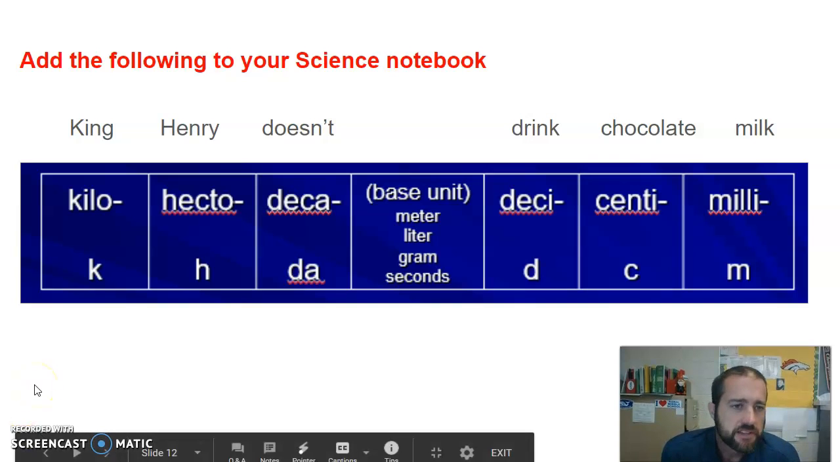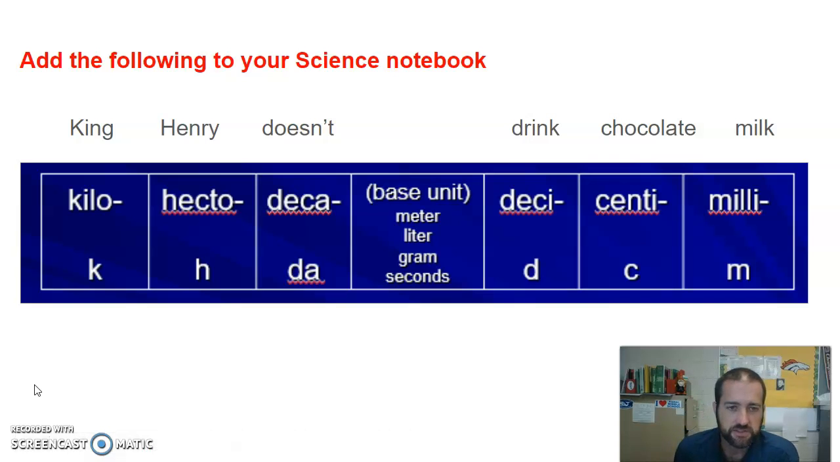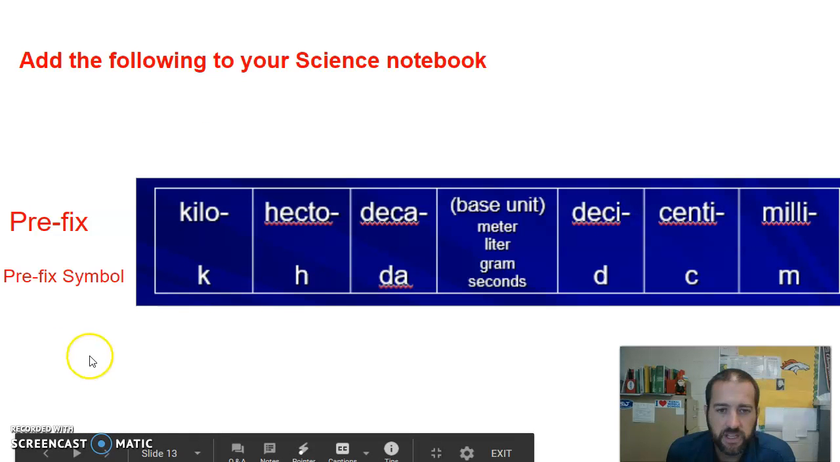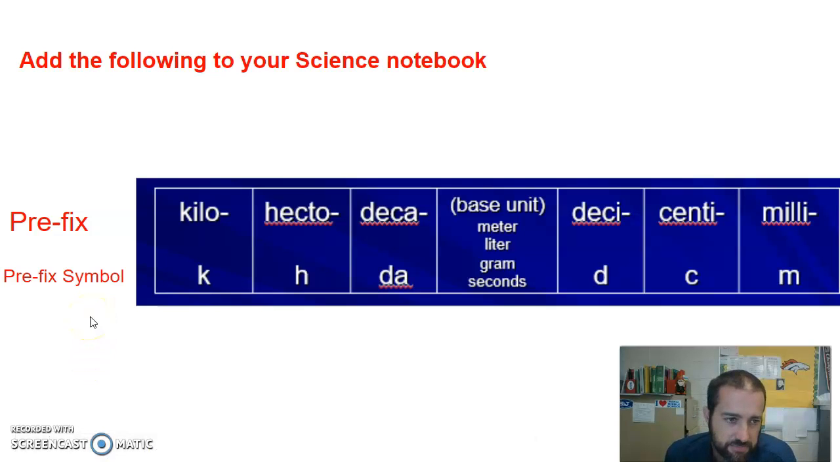Alrighty, so hopefully everybody's got that down and you made it nice and organized, not sloppy. The cleaner it looks in your notebook, the better tool it's going to be for you. So here's what you've got. Here's a few other things I want you to add at this point.